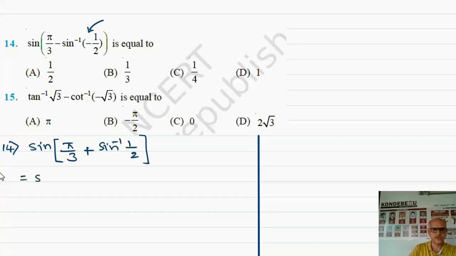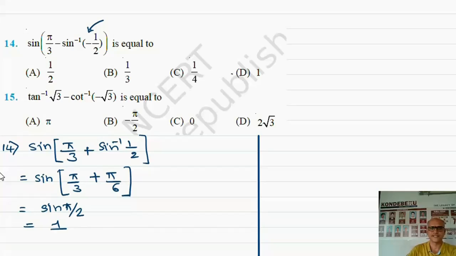This is equal to sin of pi by 3 plus sin inverse 1 by 2. What angle has sin value 1 by 2? 30 degree. 30 degree means it is pi by 6. So 30 plus 60 is 90. This is equal to sin pi by 2. Sin pi by 2 is 1. So option D is the answer. Clear?